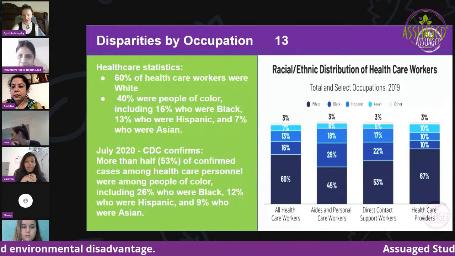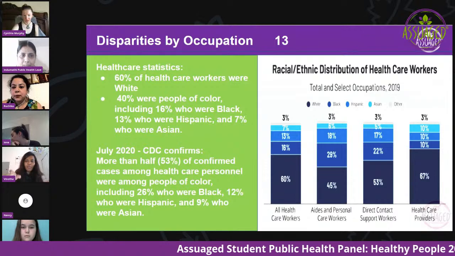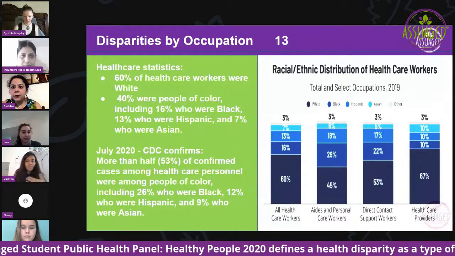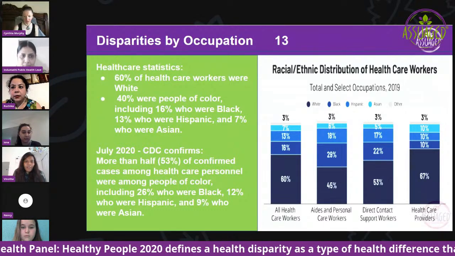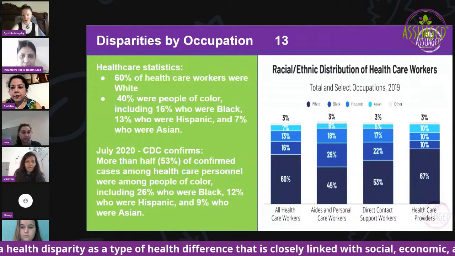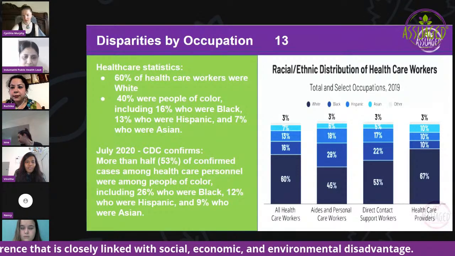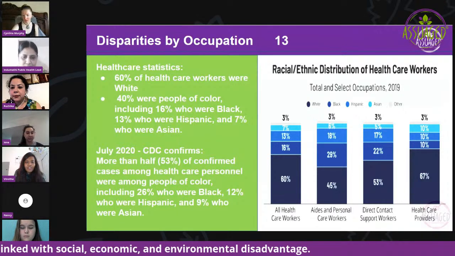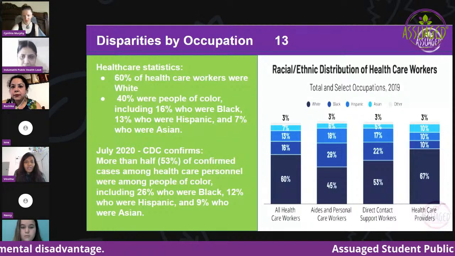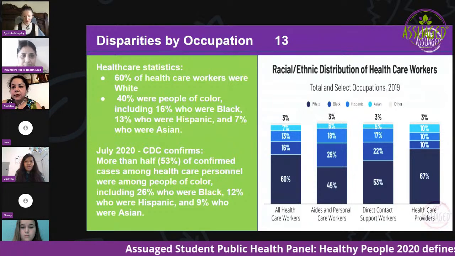And when we look at the other occupations, we see slight differences in the ratios, but a lot of them are majorly white, with the other communities accumulating about 40% here. So let's see how they have got insurance and how they've been covered. Let's look at the statistics given by the CDC. It is confirmed that almost half of the cases for healthcare professionals were 53%, of which people of color were 26% Black, 12% Hispanic, and 9% Asian.